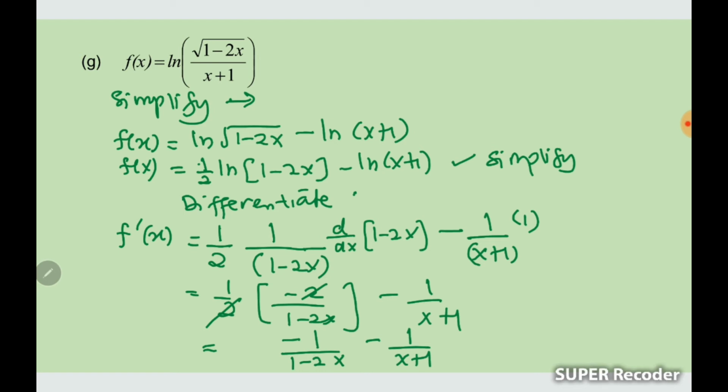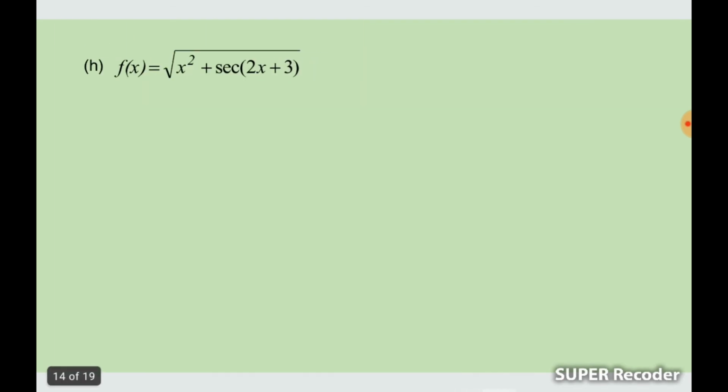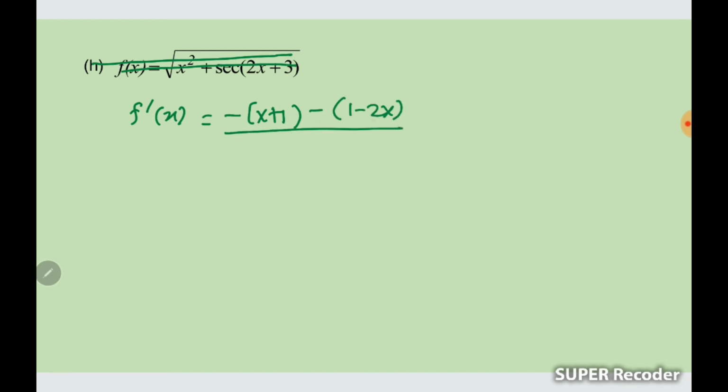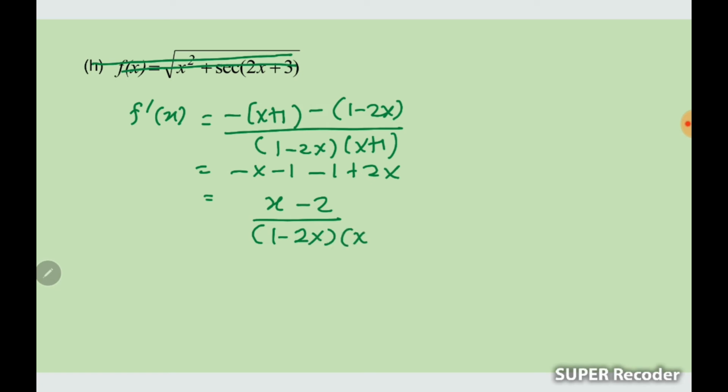Then we are going to simplify. To get f prime x equals negative of x plus 1 minus 1 minus 2x, over the denominator 1 minus 2x multiplied with x plus 1. Then simplify, you will get negative x minus 1 plus 2x. So the answer is x minus 2 over 1 minus 2x multiplied with x plus 1.